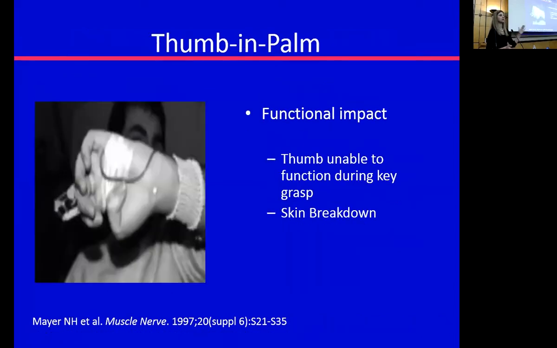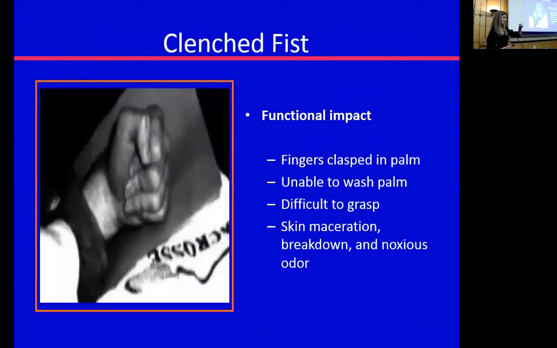So here, upcoming are just a bunch of pictures of typical postures that we see in spasticity. So one of them is a thumb stuck in the palm. And this essentially impacts the ability for people to grasp objects. It also can lead to skin breakdown. We also see a clenched fist, which similarly impacts your ability to grasp. It impacts the ability to clean and can lead to noxious smells and can lead to skin breakdown.